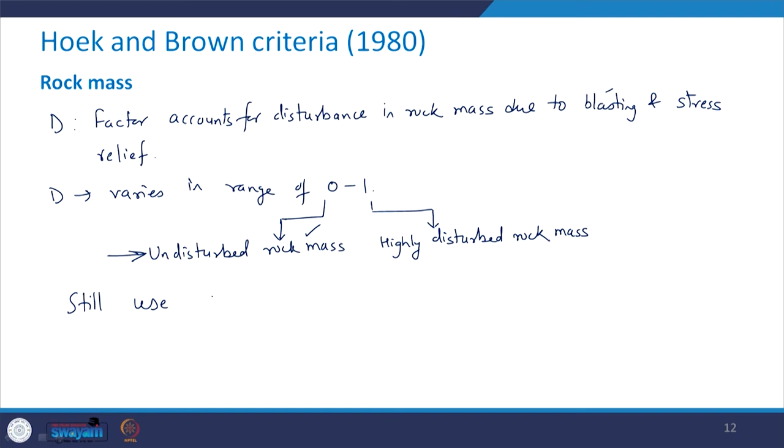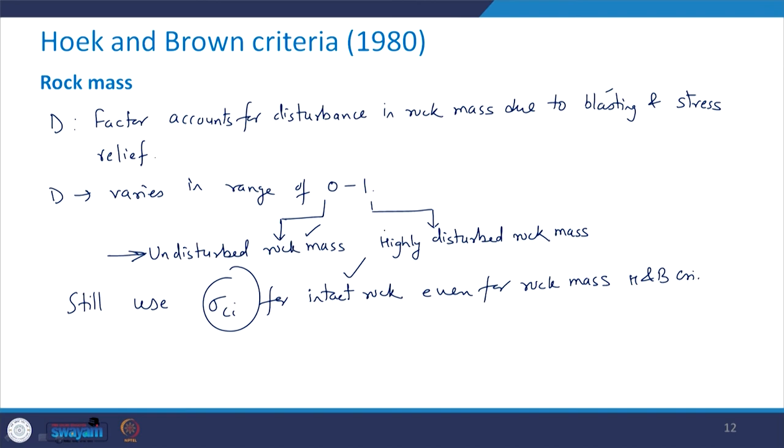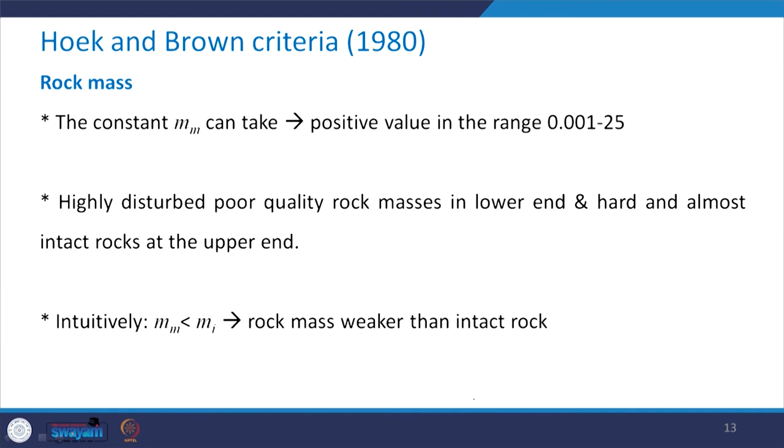But then in this case, you have seen that we still use sigma ci for intact rock even for the rock mass Hoek and Brown criterion. So although it is for the rock mass, the term sigma ci, which is there for the intact rock, comes into picture. Now this constant mm, which is for the rock mass, can take a positive value in the range of 0.001 to 0.25. Highly disturbed poor quality rock masses will fall towards the lower range, and hard and almost intact rock will be at the upper end.